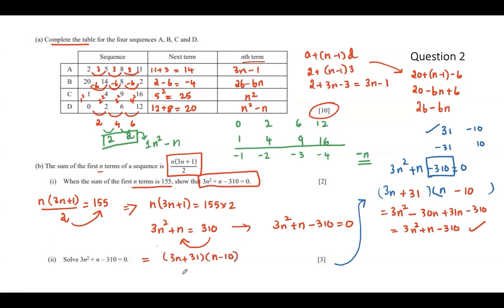So I have received my answer, and I know that this is going to be 3n plus 31 times n minus 10. So either 3n plus 31 is equal to 0 or n minus 10 is equal to 0. 3n is going to be negative 31. So n is going to be negative 31 over 3. Or n is equal to 10. So you have two answers here.